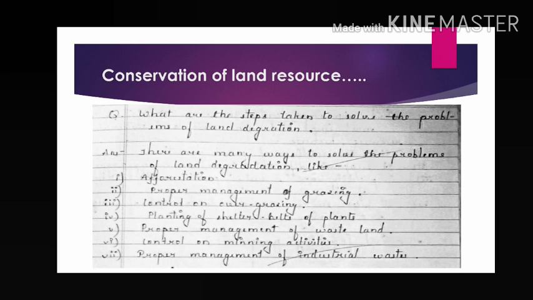Today we discussed only one natural resource, that is the land resource: its use, that means utilization, land use pattern, and importance, that means what benefits we get from the land resource, and land degradation, how it is degraded, whether by natural causes or man-made causes, and also how we can conserve the land resource. In the next class we will discuss the other two natural resources. Who are they? Soil and water.